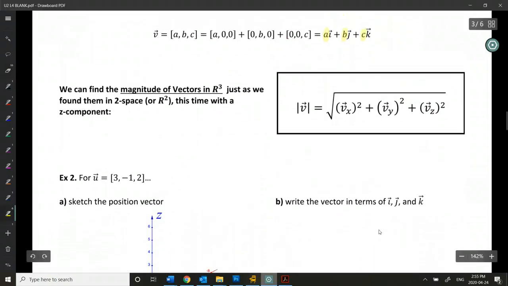And also we can extend our magnitude formula into 3 space. So typically in 2 space, we basically just had this without the z component. So x component squared plus y component squared, and then take the square root of the whole thing. In 3 space, we'll add on the square of the z component as well, and that will give us the magnitude of a 3D vector.